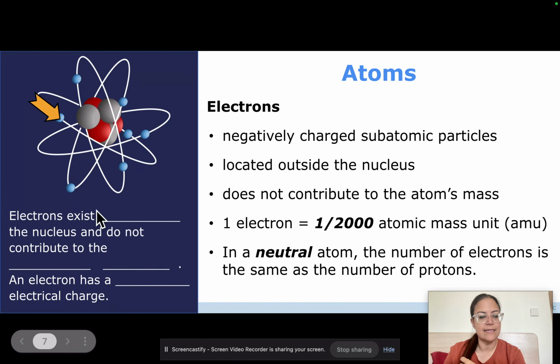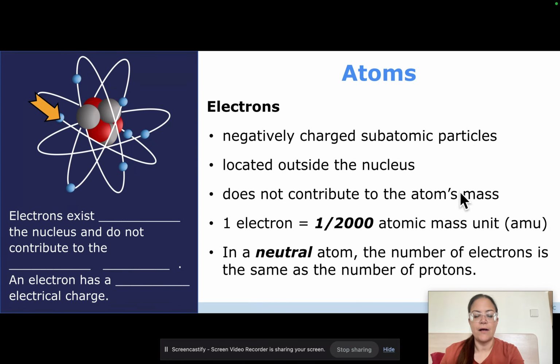All right, so electrons exist outside the nucleus and do not contribute to the atomic mass. An electron has a negative electrical charge. Okay, so again, in a neutral atom, the electrons and protons are equal in number, so they cancel the charges out. Positive and negative, just like math.